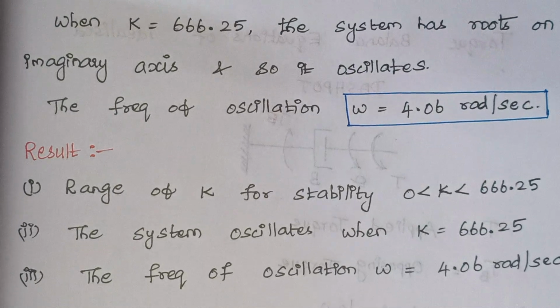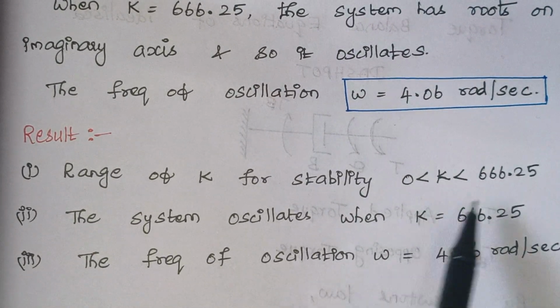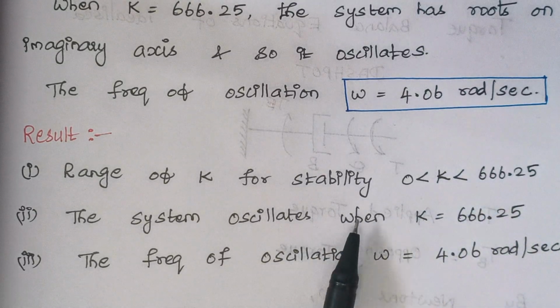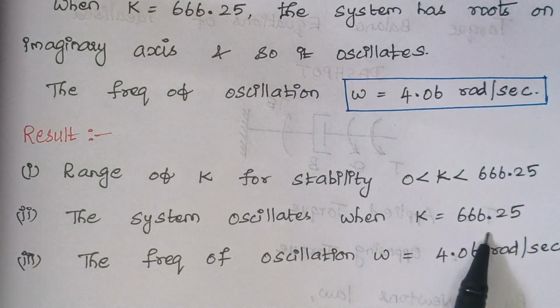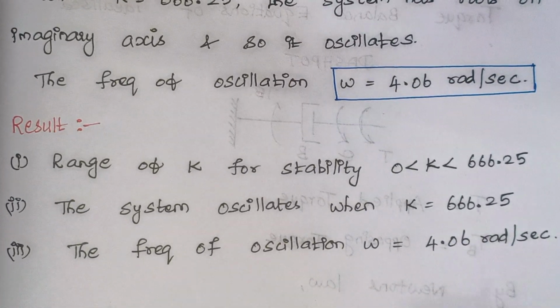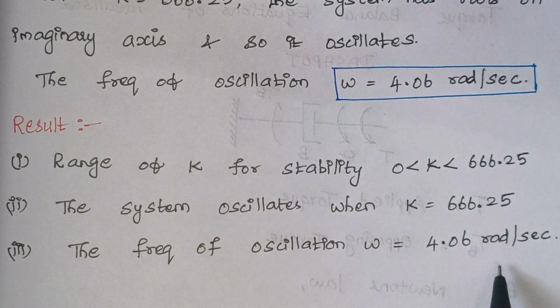Right. Finally, the result has the range of K. So this is your range of K for stability. And the system will oscillate when the value of K is exactly equal to 666.25. And finally, the frequency of oscillation is found to be 4.06 radian per second. Right.